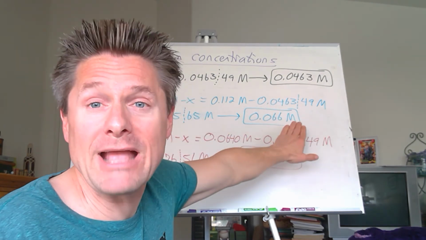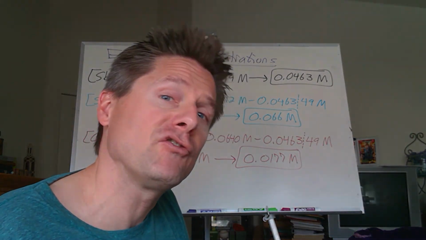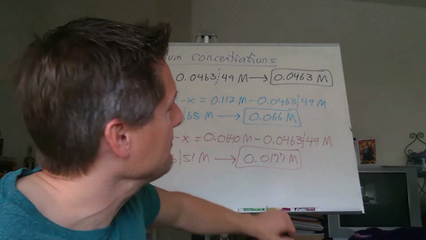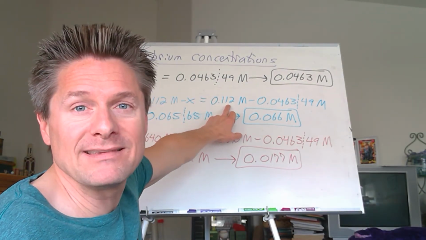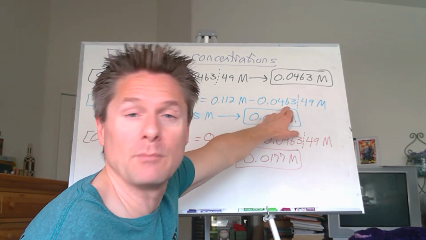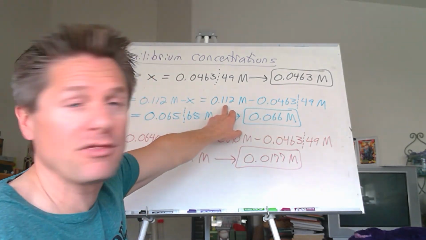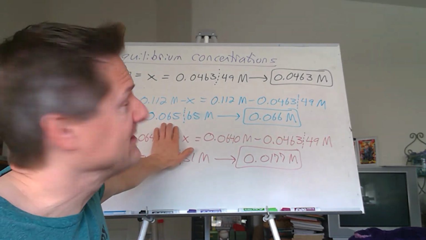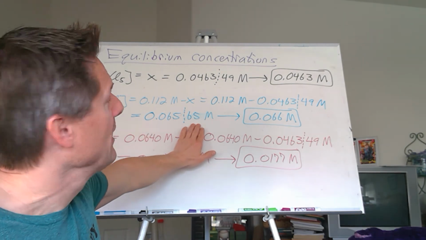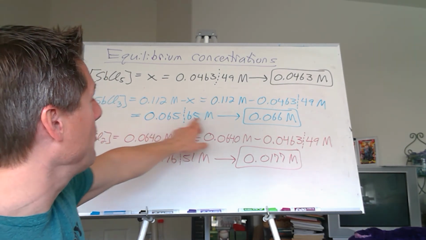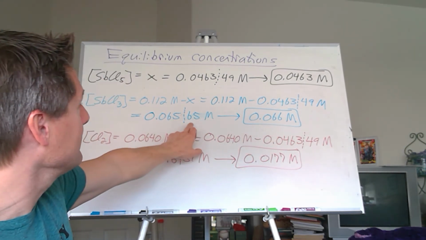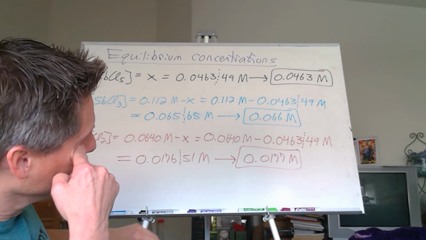For the antimony trichloride, we take the initial amount minus the value of x here. We're doing a subtraction, so we're limited by the largest absolute uncertainty again, i.e. the fewest number of decimal places. There's 3 decimal places here in the original amount. There's 4 decimal places in the value of x, so we're limited to 3 decimal places, which gives us 0.06565 molar. If you round that, it rounds up to 0.066, right? That's bigger than 5. It's going to round that baby up.